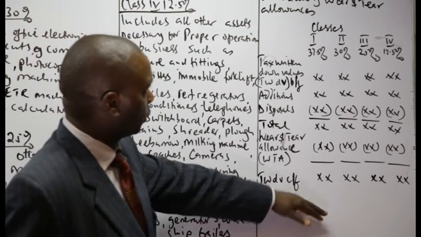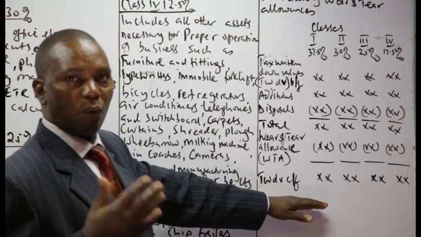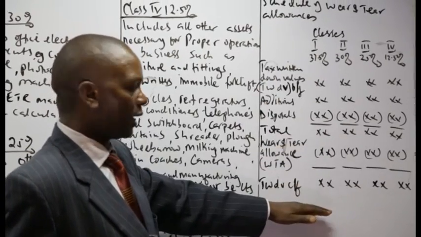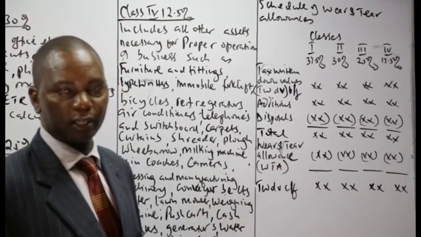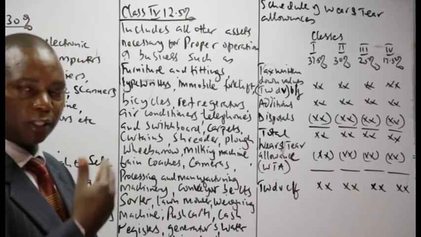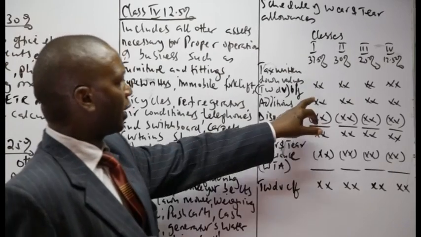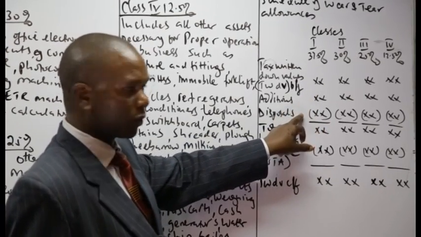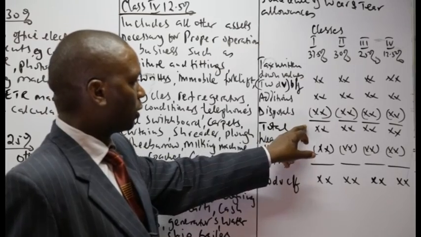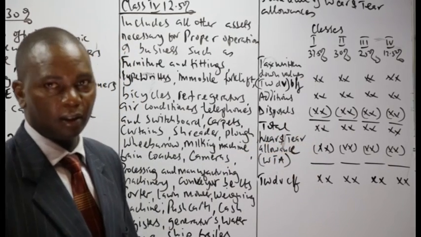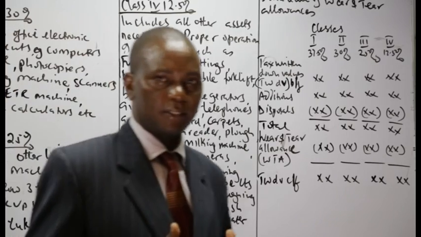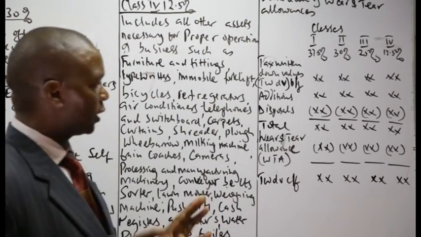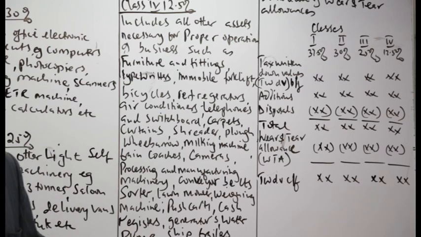So this schedule of the wear and tear allowance, once we begin granting the wear and tear allowances, continues in subsequent years. What we shall be bringing in is additions and disposals. We get the total, we give the wear and tear allowance. And it continues throughout the life of a business. So that schedule will continue throughout the life of a business.